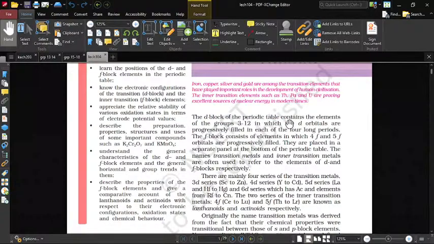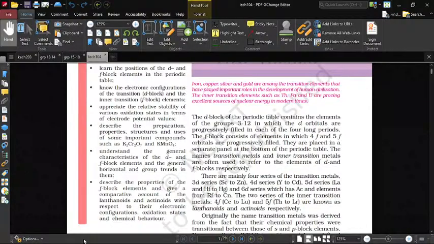The D block of the periodic table contains the elements of groups 3 to 12, in which the d orbitals are progressively filled in each of the four long periods. The F block consists of elements in which 4f and 5f orbitals are progressively filled. They are placed in a separate panel at the bottom of the periodic table. The names transition metals and inner transition metals are often used to refer to the elements of D and F blocks respectively.